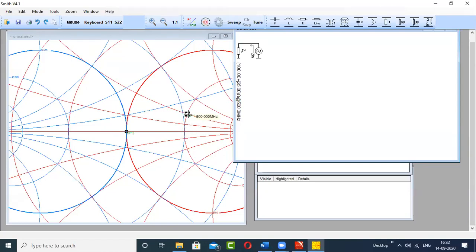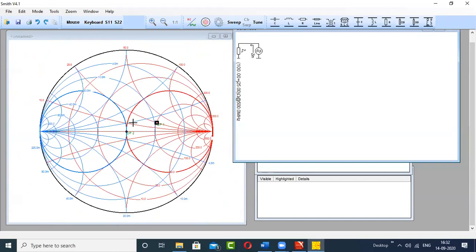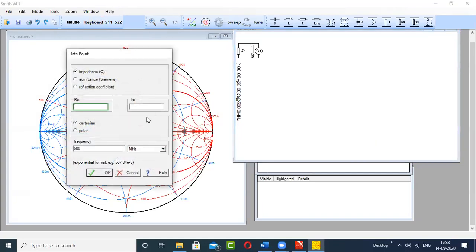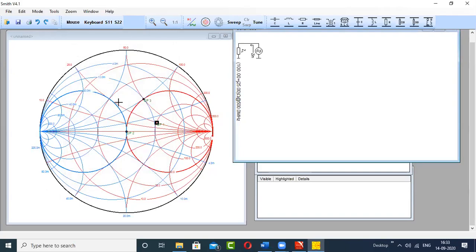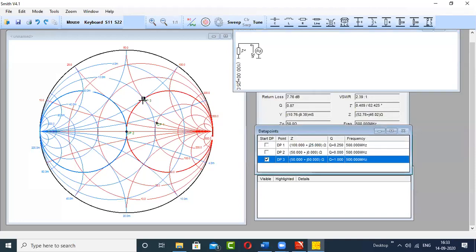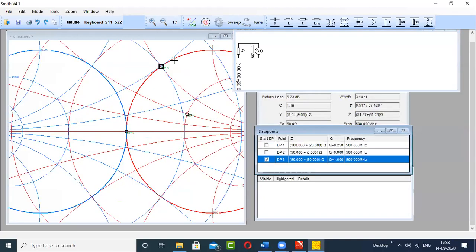But remember that every point which you are plotting on the Smith chart is always going to lie on one red circle and one blue circle. For example, if I take the case of 50 real part and 50 imaginary part, you can see that this particular value is lying here. It is lying on this red circle as well as this blue circle because the value was taken in that way.